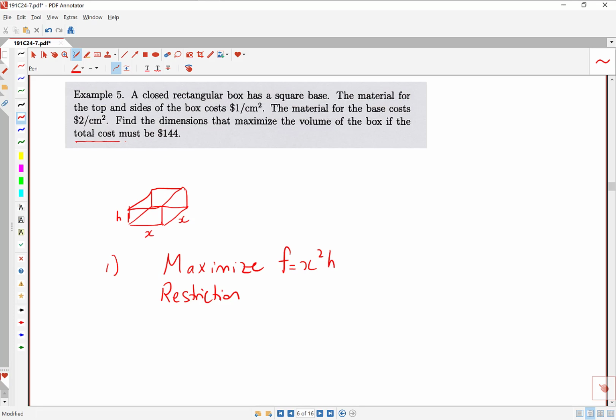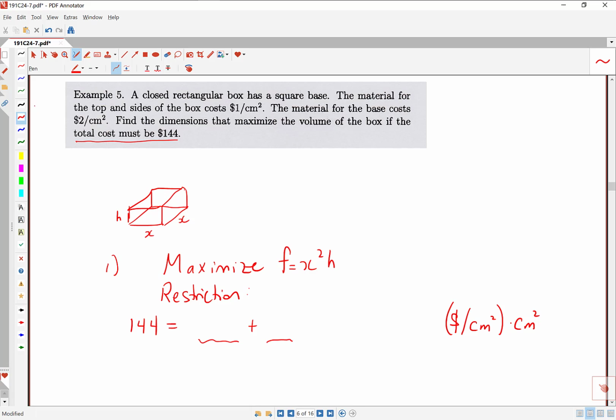So we know that the total cost must be $144. Okay, so think about units here. We want to be measuring everything in dollars. So on the left side, we're measuring in dollars. On the right side, we're going to have a bunch of terms added together. And those terms are going to look like dollars per square centimeter times a certain number of square centimeters, which is going to get us back to dollars.